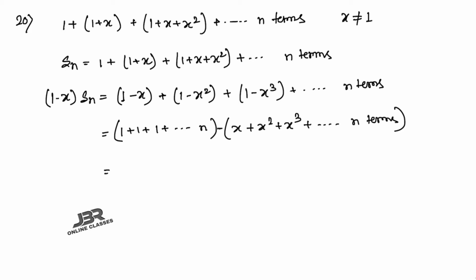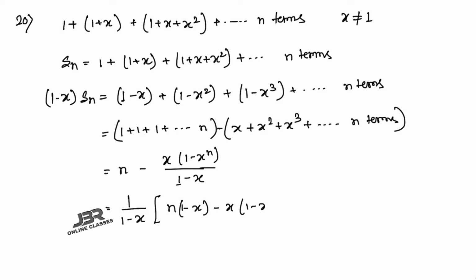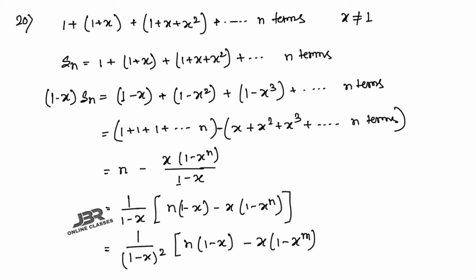So it will be n, then minus the next one, x into (1 minus x to the power n) divided by (1 minus x), the formula of GP. So here it's 1 by 1 minus x. Then n into (1 minus x) minus x (1 minus x to the power n). Now the next one is 1 by (1 minus x) whole square, so n into (1 minus x), then minus x into (1 minus x to the power n). Okay, that is your answer.